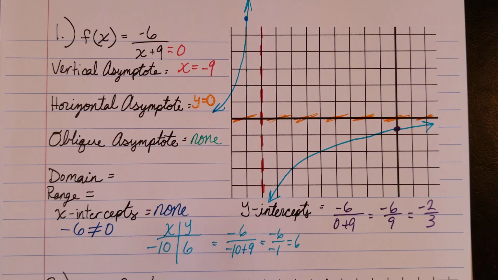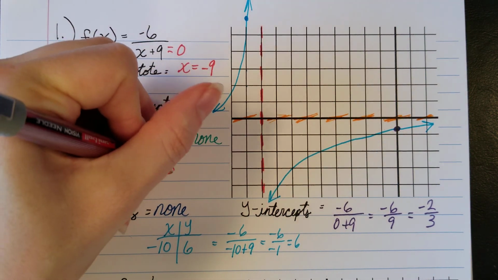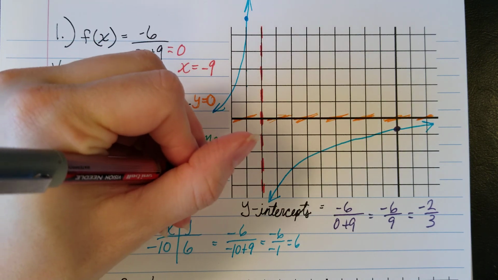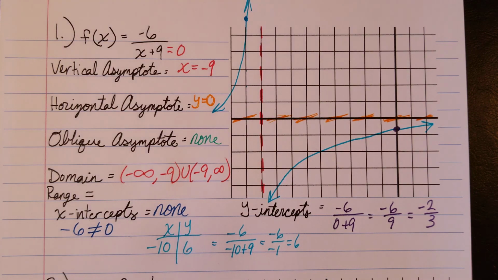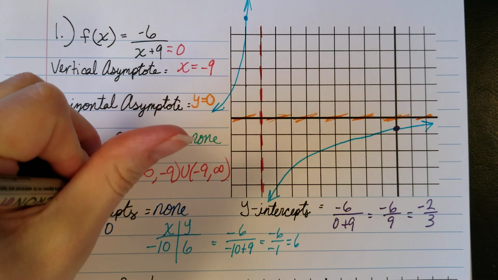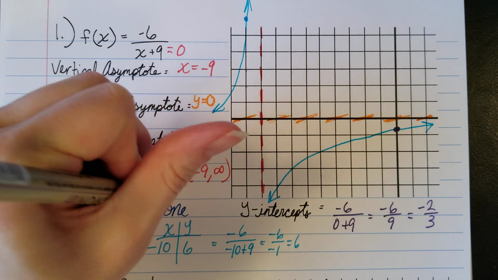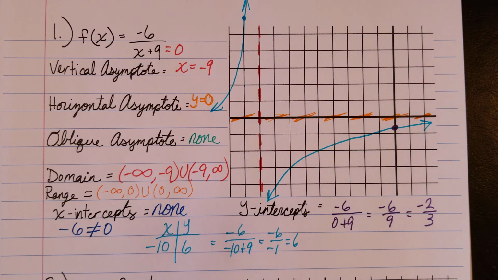So, the domain is going to be everything other than the vertical asymptote, basically. It's going to be -infinity to -9, union -9 to infinity. And then the range is going to be everything other than the horizontal asymptote. So that would be from -infinity to 0, union 0 to infinity. All right, so that's it for number 1.